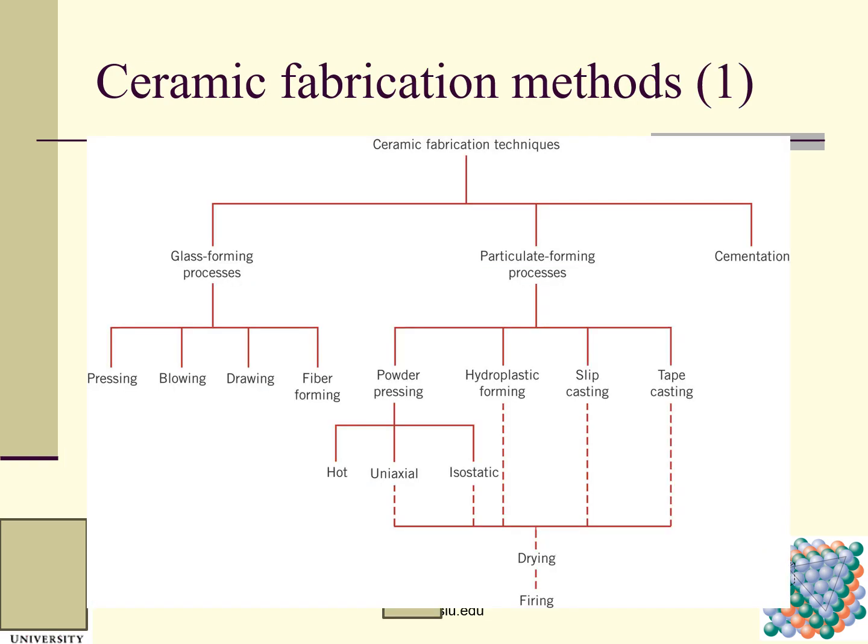So these are the fabrication methods. We have glass forming processes, particulate forming processes, and also cementation. Cementation is special, and we separate it and talk about it separately. So this is glass forming. We have pressing, blowing, drawing, fiber forming. For particulate forming, we have powder pressing. Particulate, as the name suggests, means we have tiny particles. And hydroplastic forming and slip casting along with tape casting.